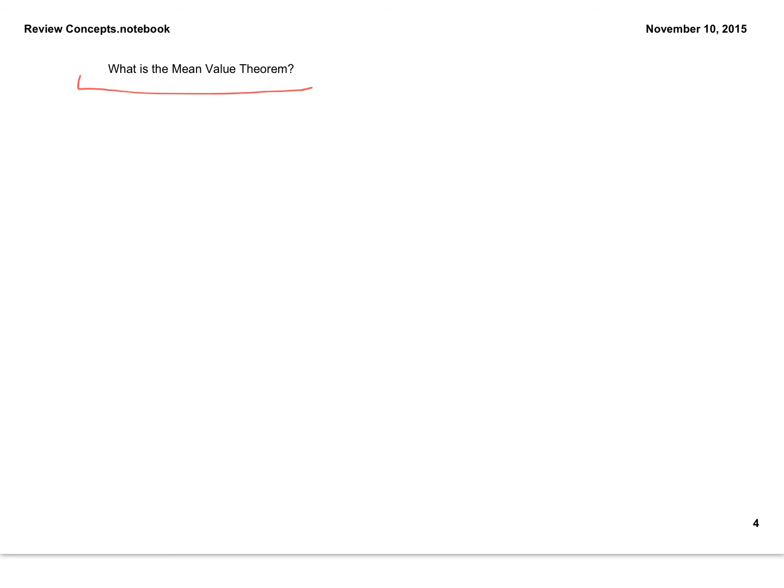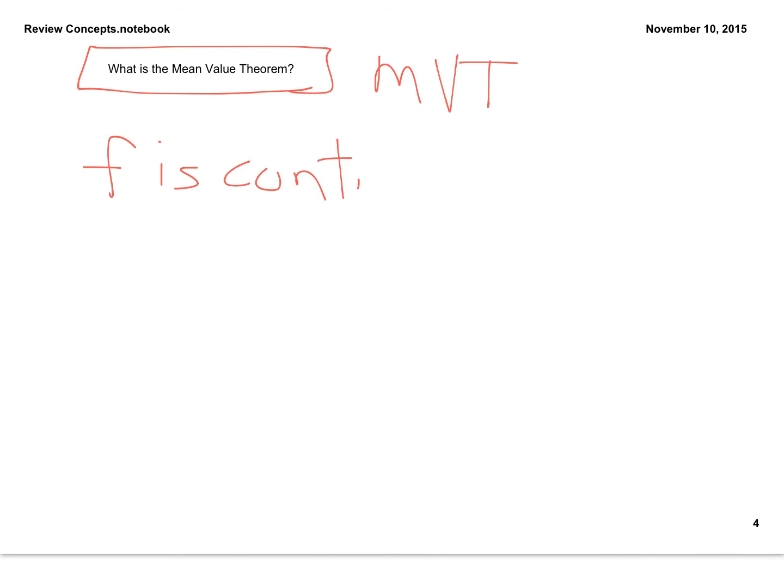Mean value theorem, which we will write as MVT. Remember, for the mean value theorem, there are certain things that have to be true. F is continuous, and we've talked about continuous all year. That means that it's nice and smooth. If we're drawing it, we can draw it without picking up our pencil.